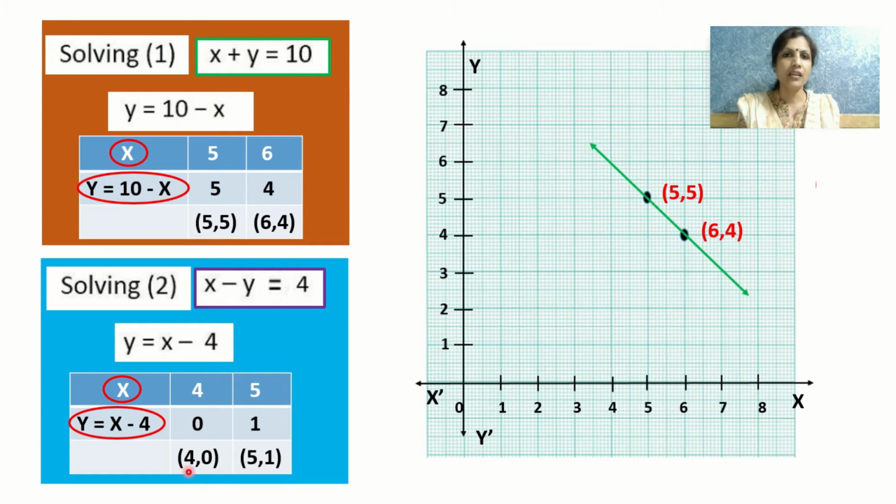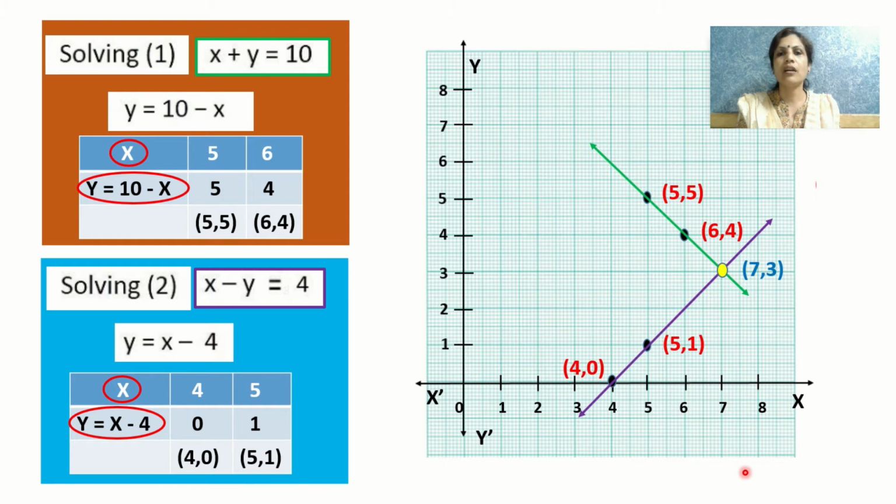Considering the second table, we have the coordinates 4, 0, which will come here, and 5, 1, which will come here, and a line passing through these 2 points will be this. Both the lines intersect each other at this particular point, and this point is 7, 3. And this particular point is our solution of the equations.